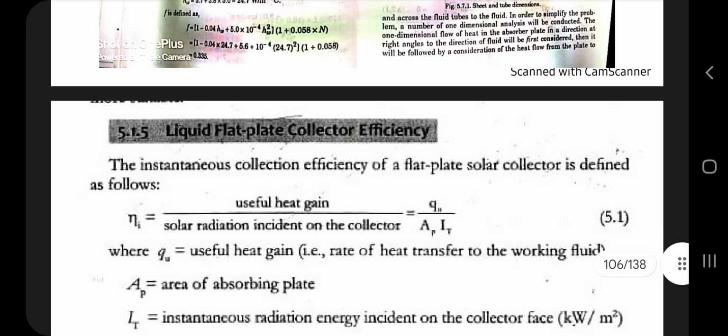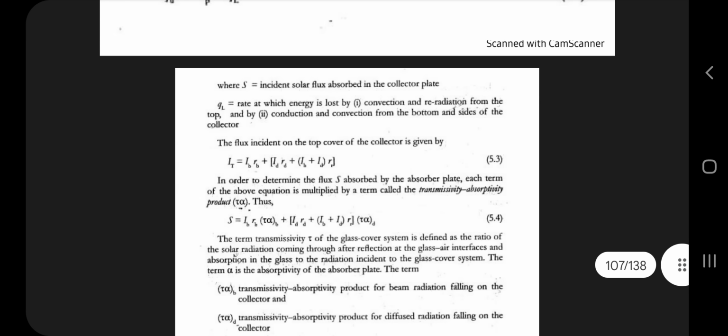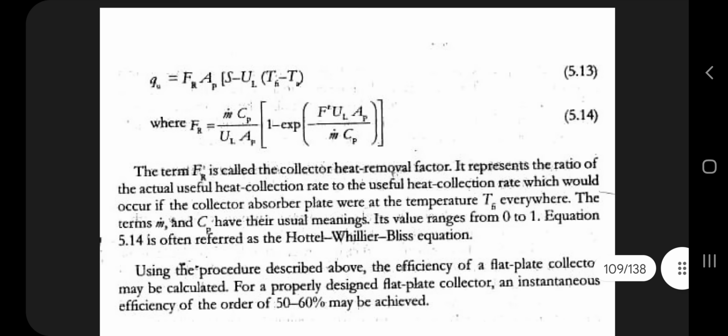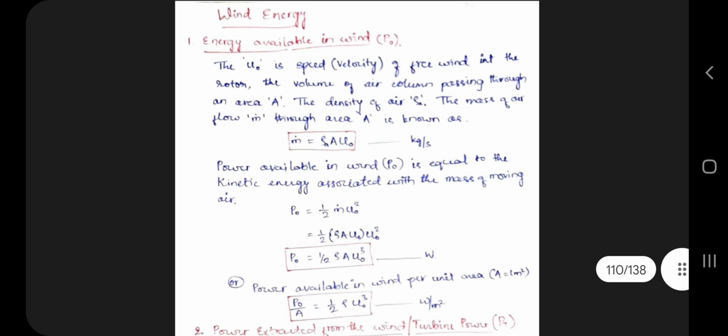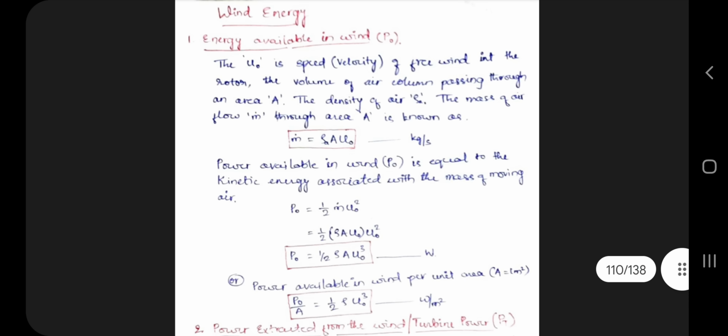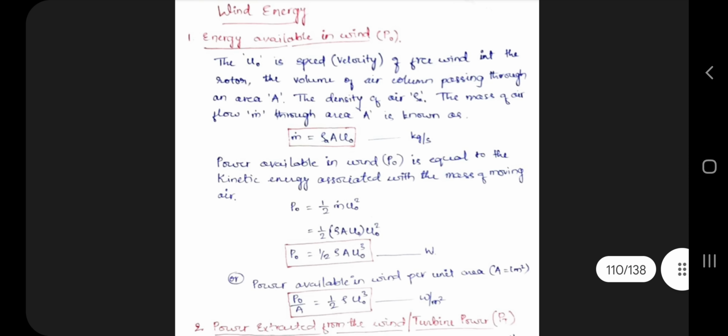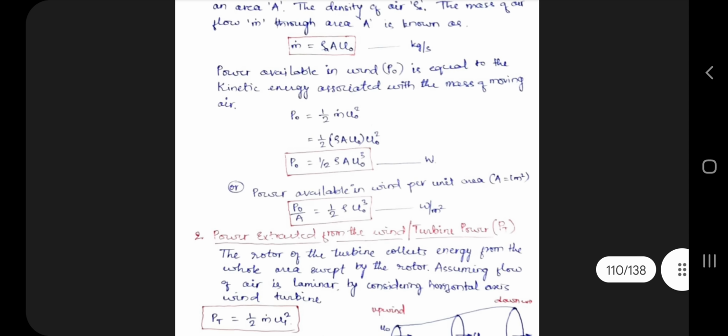And the next ones are the flat plate collectors. In flat plate collectors also many parameters are there, and I will consider those during the application part of the numericals. And the next one is wind energy. In wind energy also there are a few parameters: you have to calculate the speed of the rotor, the energy generated, the power or voltage generated. Those things are there, kinetic energy and all.